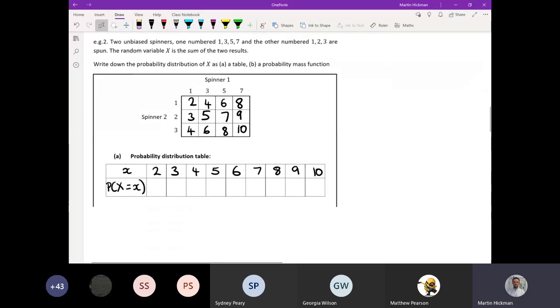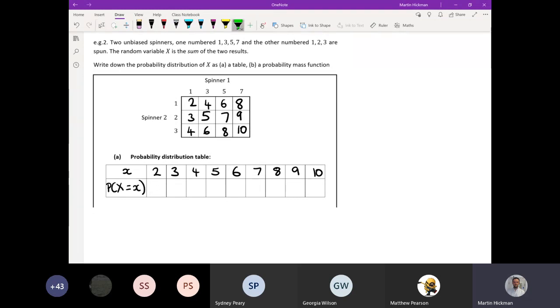So yet again, we've got two spinners, one numbered 1, 3, 5, 7, and the other numbered 1, 2, 3 are spun. And this time we're adding together the results. So I've done this sample space already just to save time, as I'm sure you don't need me to add numbers such as 1 and 1 together. Well, hopefully you don't anyway. So I've got my sample space here, and then I've got my table below. Now, I put my lowercase x first, and then all the possible outcomes it could be. So you should notice that I've not put on 1 there, I've not put 11 there, because it's impossible to get 1 or 11 or 12 or any other number for that matter.